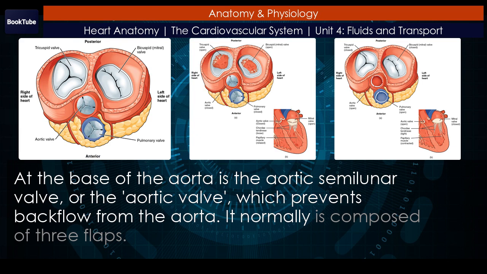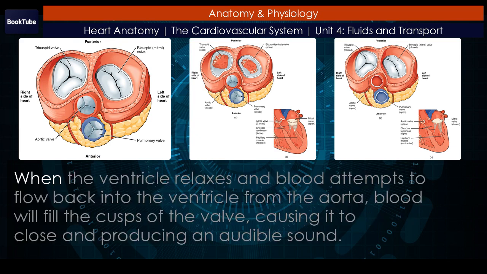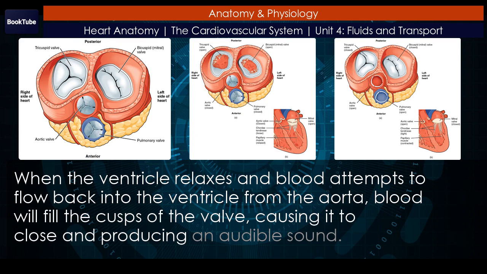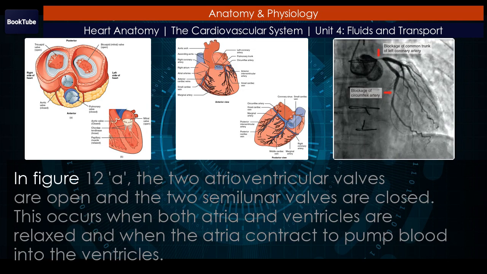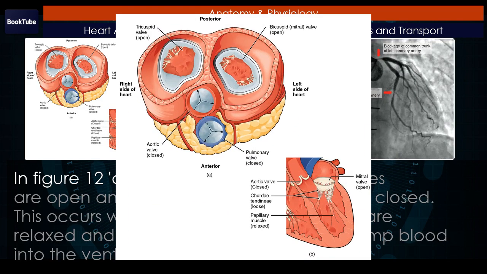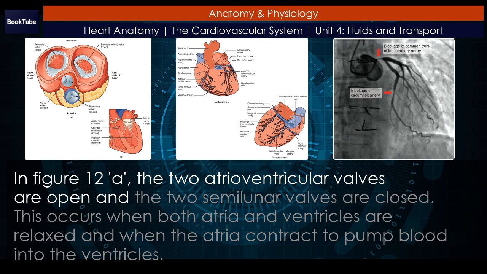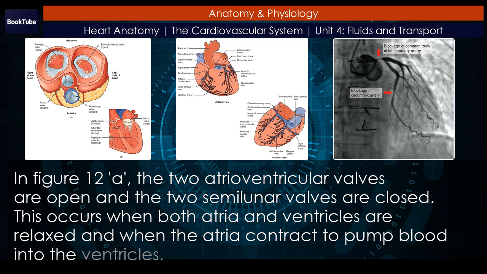It normally is composed of three flaps. When the ventricle relaxes and blood attempts to flow back into the ventricle from the aorta, blood will fill the cusps of the valve, causing it to close and producing an audible sound. In Figure 12, the two atrioventricular valves are open and the two semilunar valves are closed. This occurs when both atria and ventricles are relaxed and when the atria contract to pump blood into the ventricles.